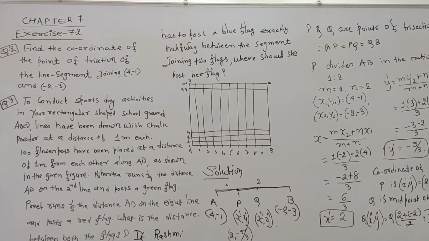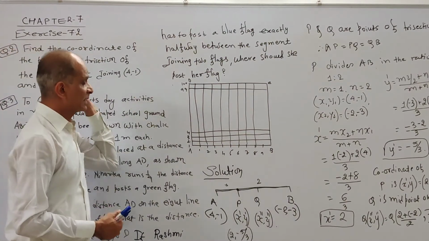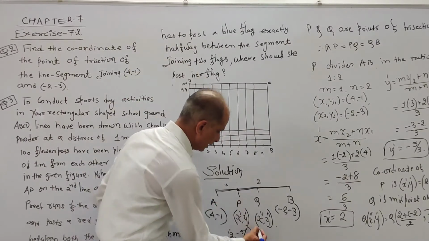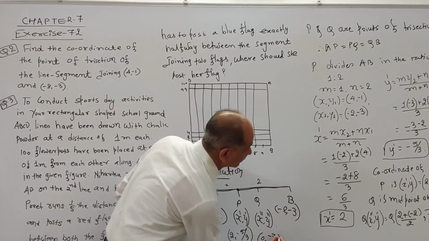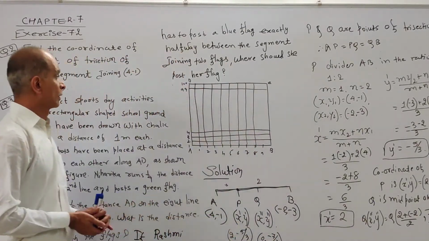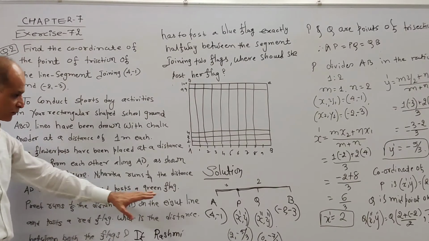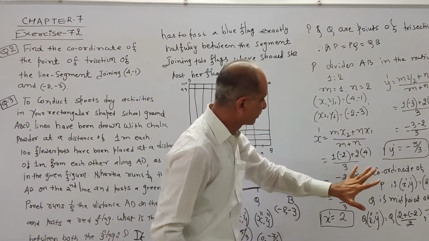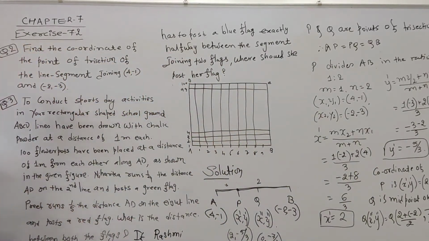So friends, here you have to write one last sentence, that is the coordinates of the points of trisection are P' is equal to (2, -5/3) and Q' is equal to (0, -7/3). So the first example is similar to one illustration: find the coordinates of the points of trisection. First of all, you have to use the section formula and then you have to use the midpoint formula to solve this type of example, that is to find out the points of trisection.